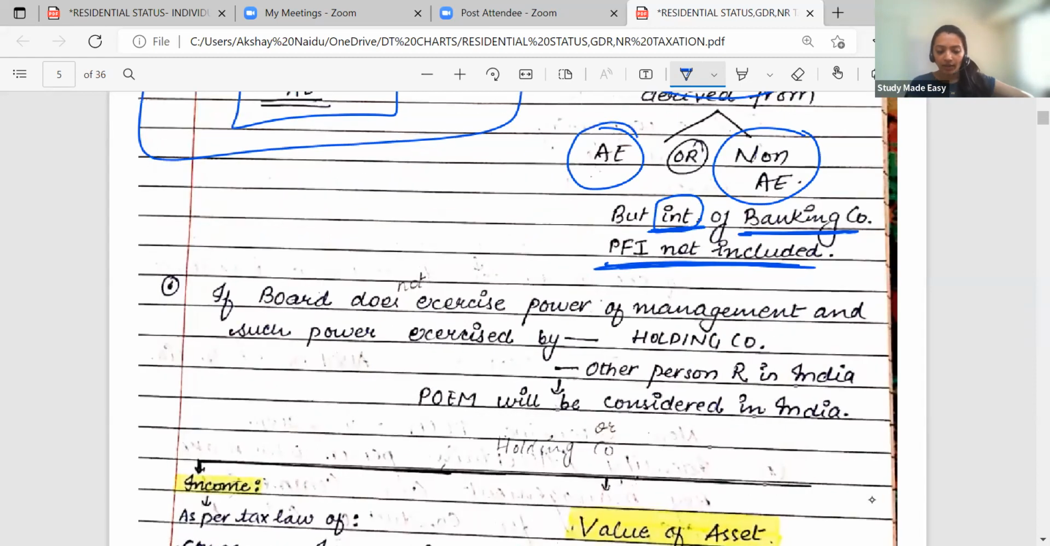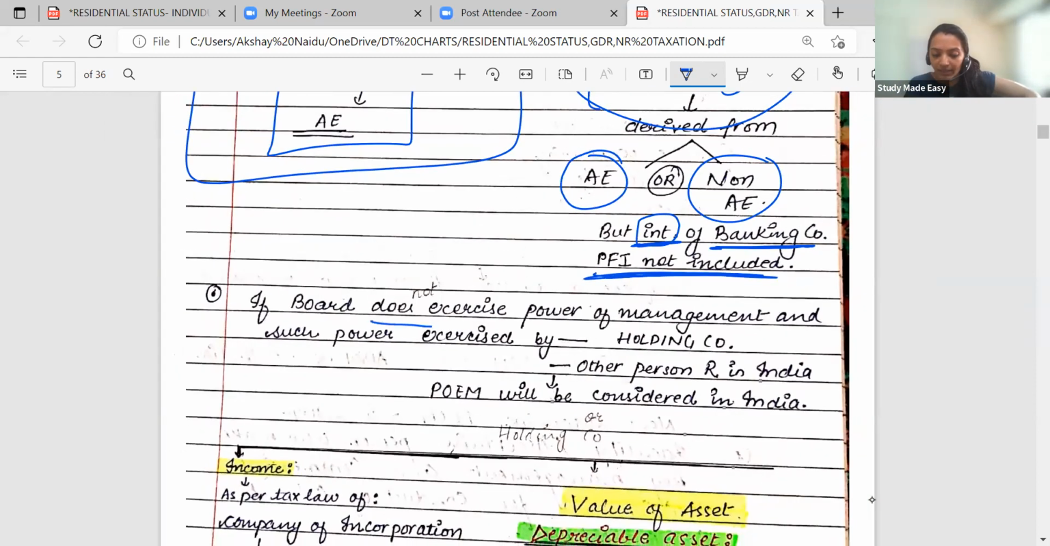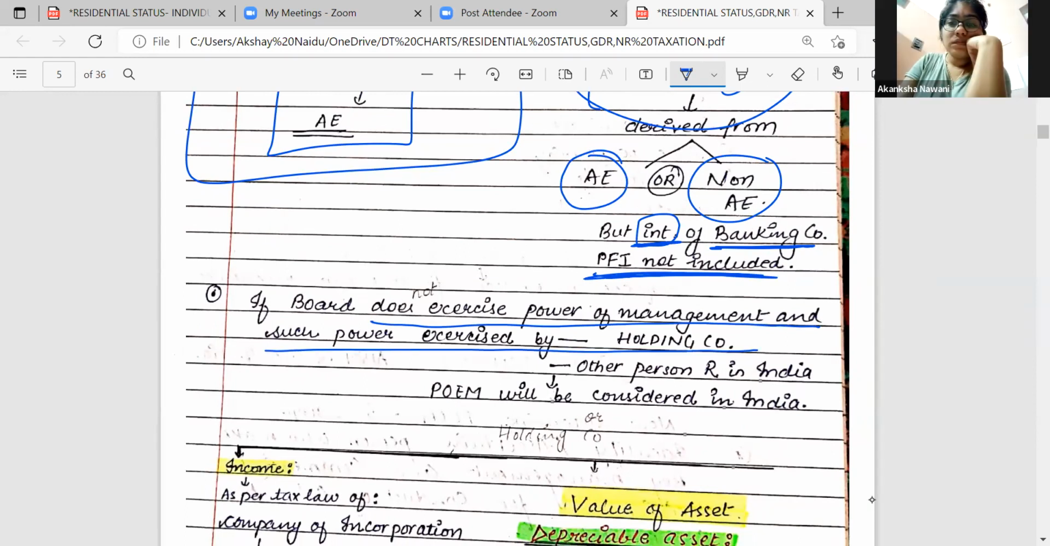Now this. If the board does not exercise the power of management and the power has been exercised by a holding company, mute yourself. Do you have any question? So this was basically passive income.